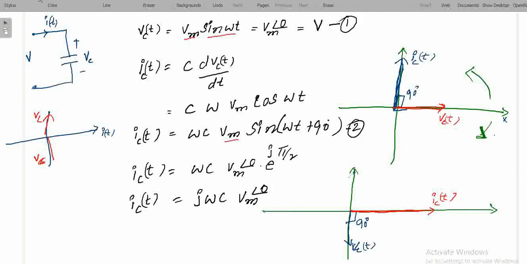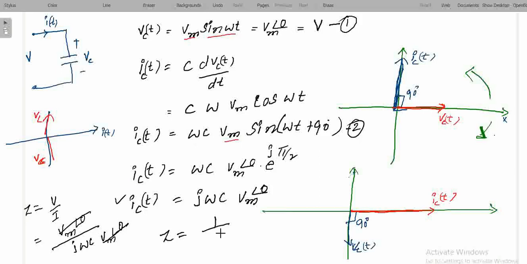And impedance Z is equal to voltage by current. So what is the voltage? Vm over 0, divided by j omega C Vm over 0. This is your IC of t. So Vm over 0 gets cancelled. So Z is equal to 1 by j omega C. This is your XC, that is your capacitive reactance.